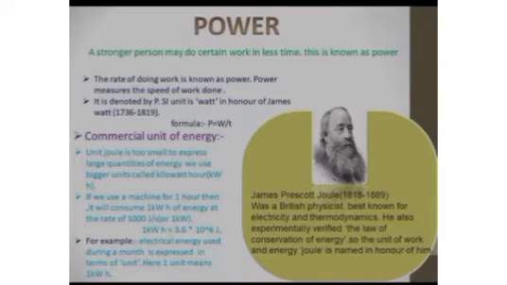Commercial unit of energy. The unit joule is too small to express large quantities of energy. We use a bigger unit called kilowatt hour. If we use a machine for 1 hour, then it will consume 1 kilowatt of energy at the rate of 1000 joules per second. 1 kilowatt hour is equal to 3.6 into 10 to the power of 6 joules. For example, electrical energy used during a month is expressed in terms of units. Here, 1 unit means 1 kilowatt hour.